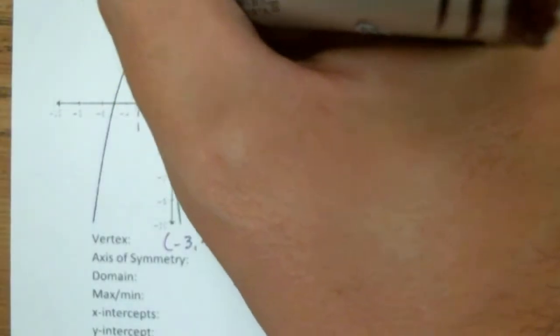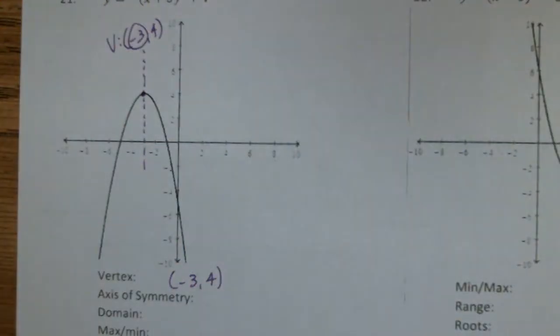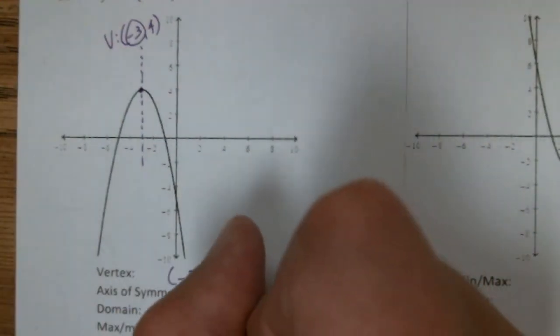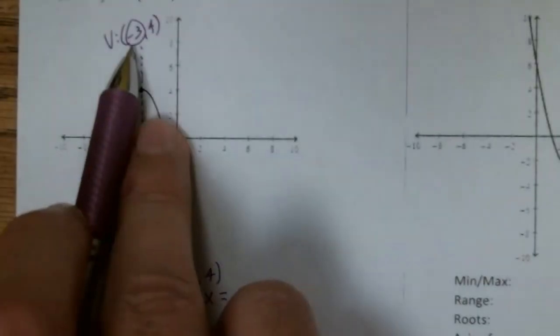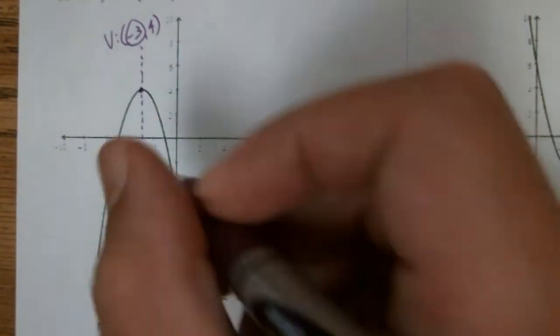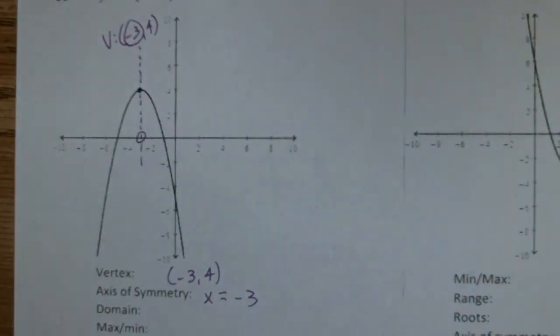Axis of symmetry, guys, is always this imaginary vertical line that passes through the vertex. If the vertex is at negative 3, 4, then it's always going to pass through the x coordinate of the vertex. And remember, the axis of symmetry is always a line. It's always x equals. It's a vertical line that passes through the x-axis. So it's x equals the x coordinate, so it's negative 3, passes through right there at negative 3.